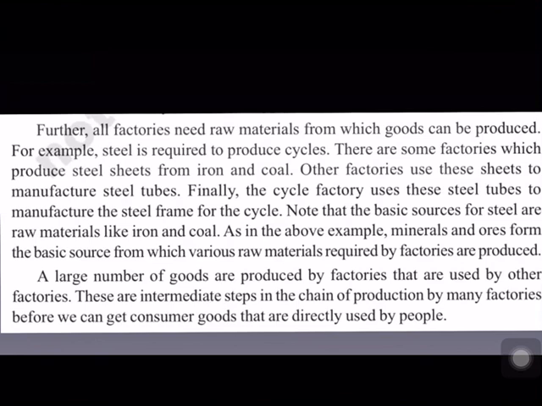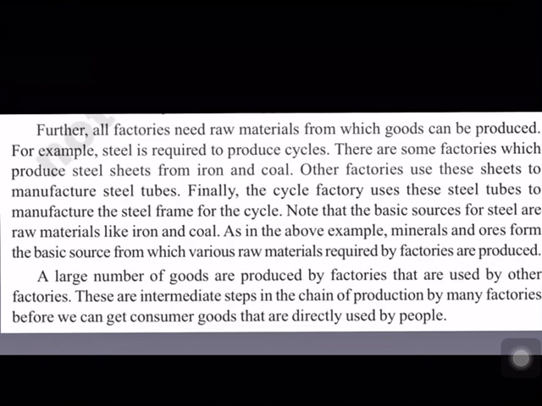And this steel is used to produce cycles or almirahs. Some factories produce steel sheets by using raw materials like iron and coal, and these steel sheets are used for producing cycles, almirahs, etc. And some factories produce goods which are used in the production process of other goods by other factories, and these goods are called intermediate goods.